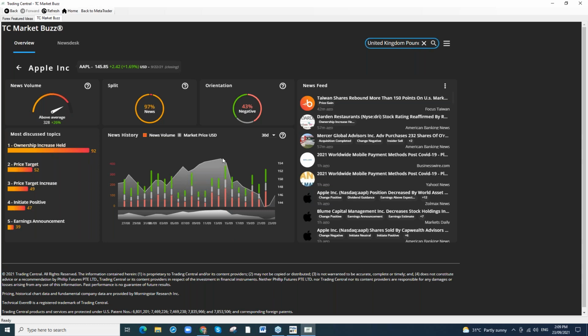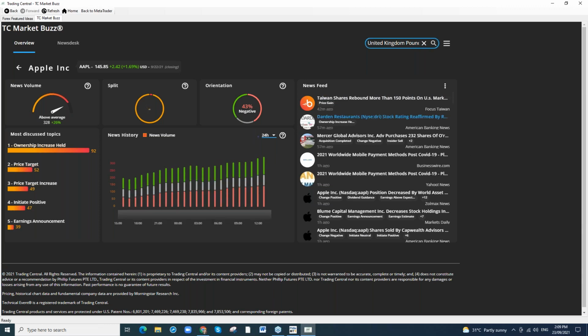Then you get the news history chart, a little chart that can also be changed by the time frame. And it takes just a second to load. And on the right hand section, you get the news feed. So you get all the news here related to Apple.